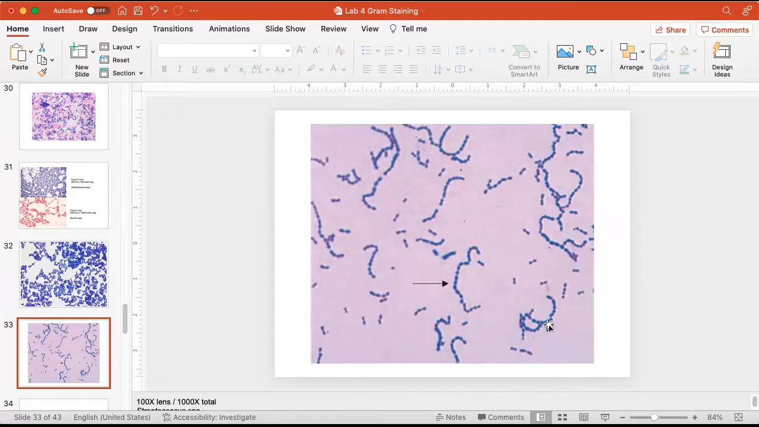Here's my organism growing. First of all, tell me the gram status. What's the gram status? When am I going to tell that physician about the bacteria growing in the back of that person's throat?